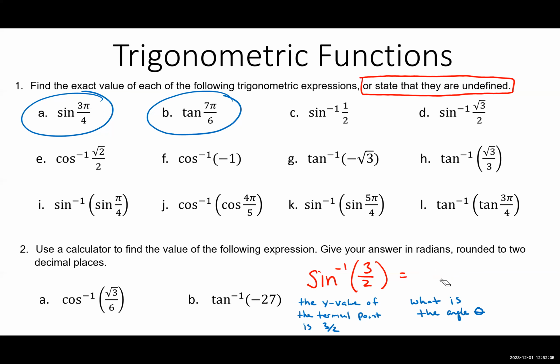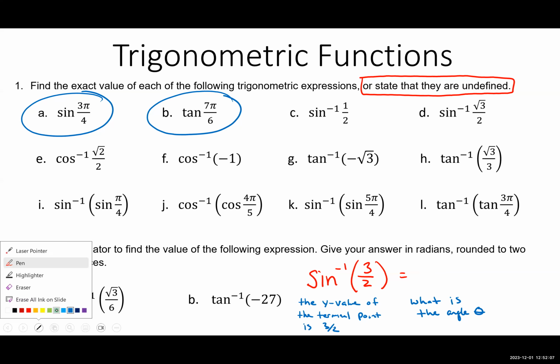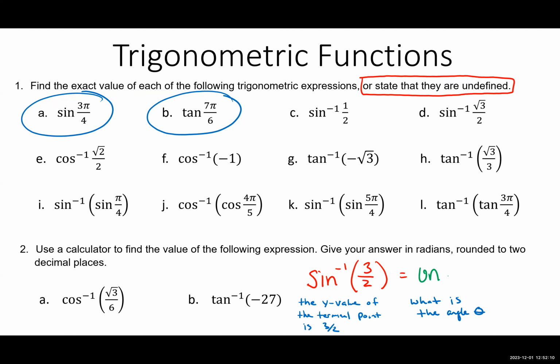So the answer, I'll write it in green for final answer, would be undefined. And that's because this number in here is too big. It's bigger than 1. So there are no points on the graph of the sine function, or on the unit circle, where the y value is 1.5. Okay, just wanted to throw that in there just so we covered all of our bases.